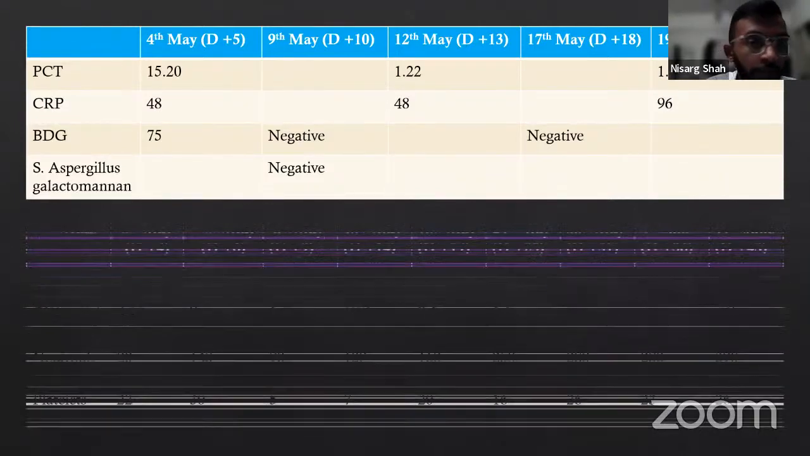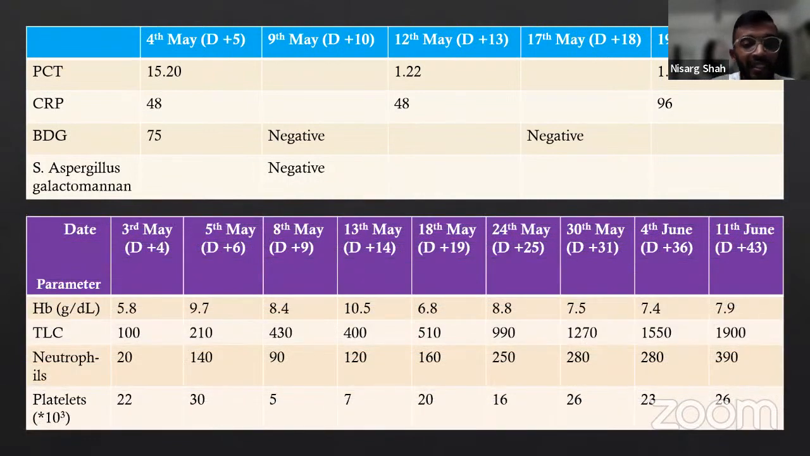was also negative. This is a crude chart to show that she was persistently neutropenic even after day +43 of induction chemotherapy regimen. Although total leukocyte counts had increased to around 1900, total neutrophils were still below 500.